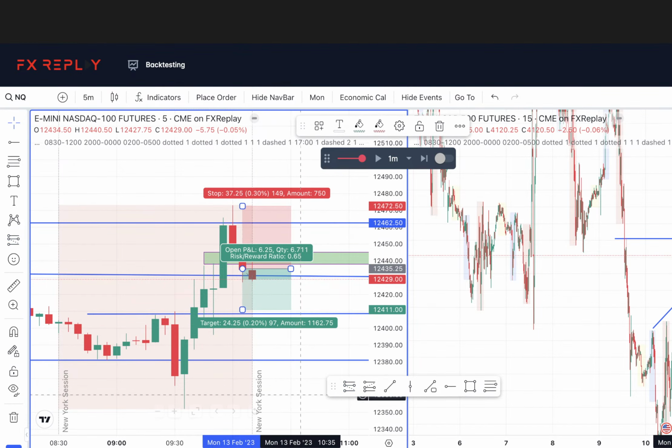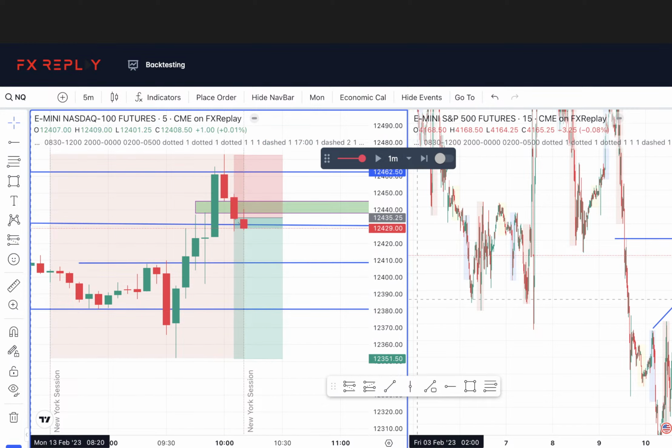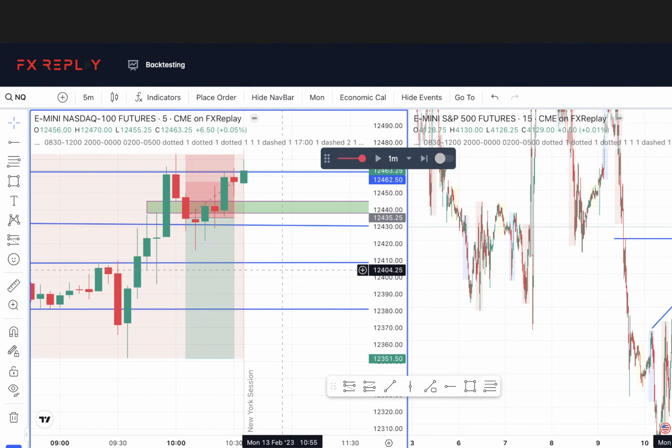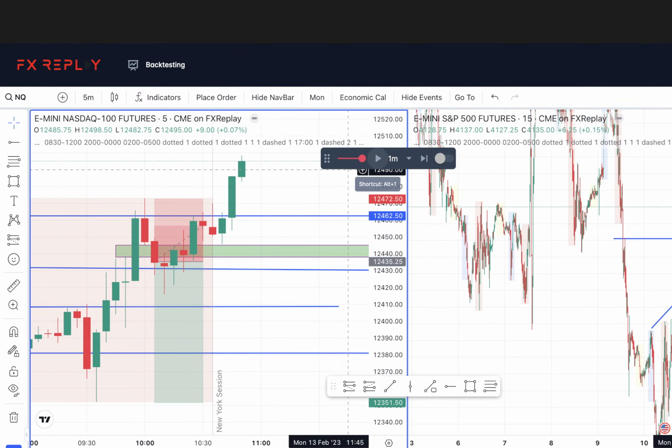Let's just take it to that first 9:30 candle here. Only 2.5. Not that bad a risk to reward either. Back on the 5 minute, let's see. Ooh. Not quite stopped out, but about to be. Yep.